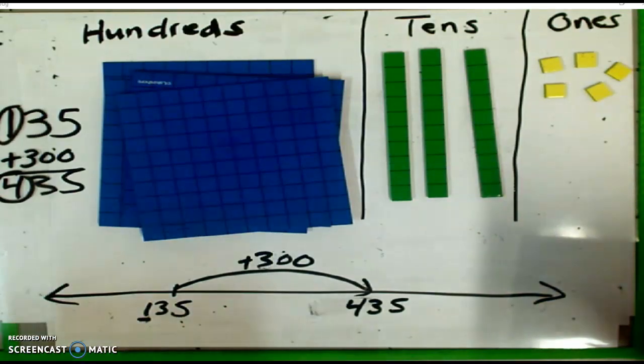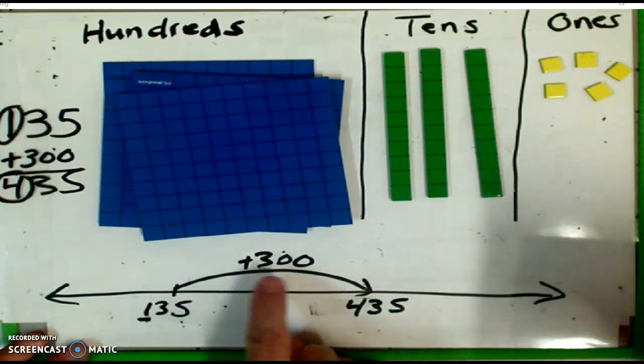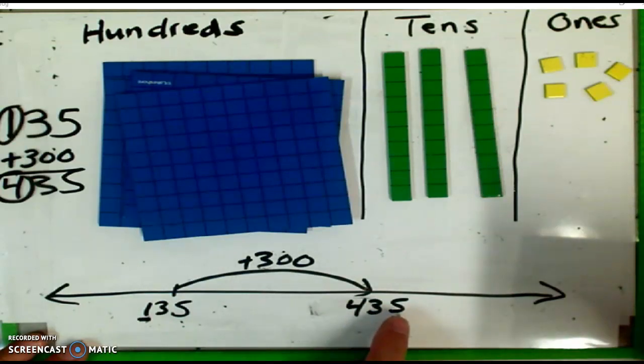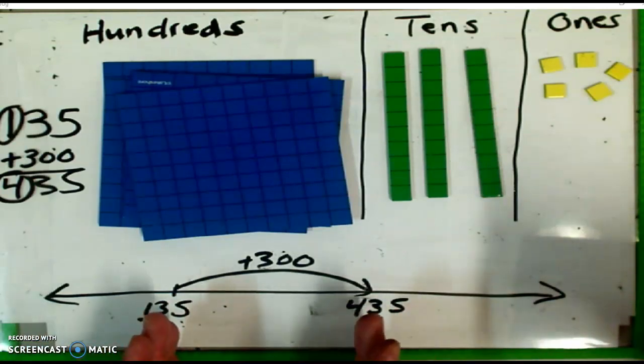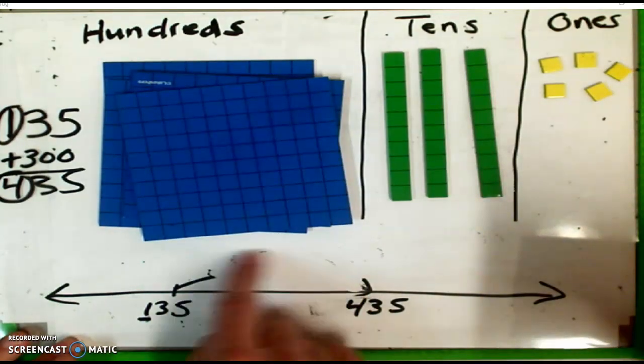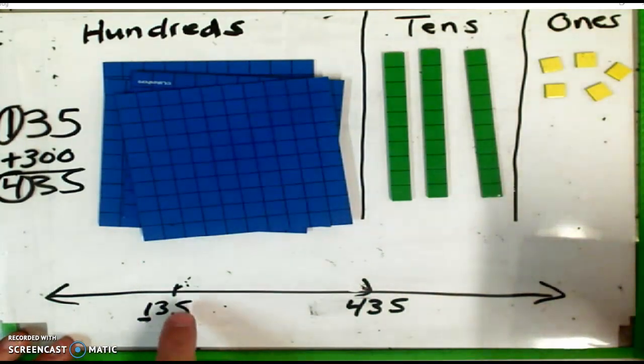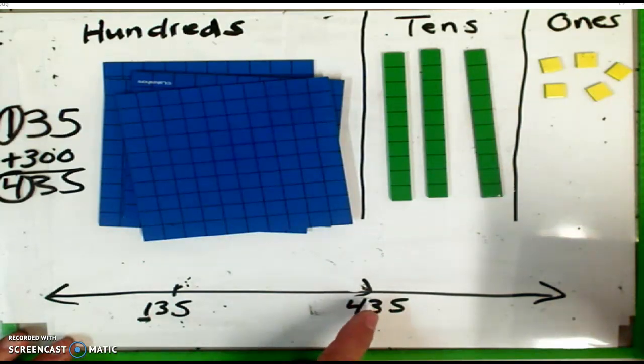This is going to be helpful to you when we do our word problem today. Let's do one subtraction and then we'll move on to that. Look at what we have here. We have 135 plus 300 gives me 435. So the difference between these two numbers is 300. The difference or the distance between them. So we can also think of that as addition. 135 plus 300 is 435.